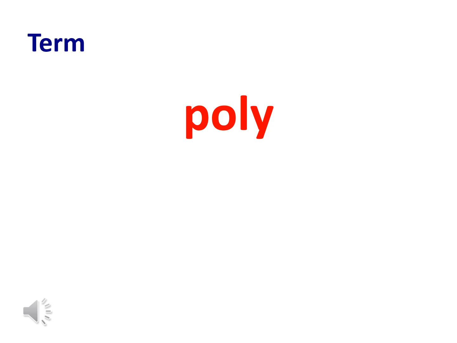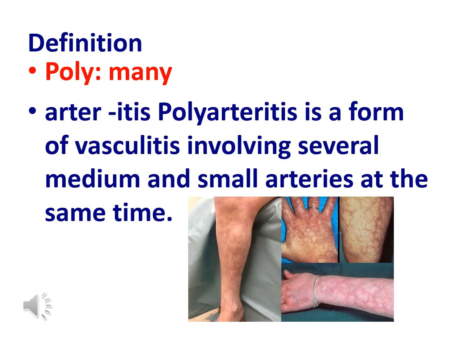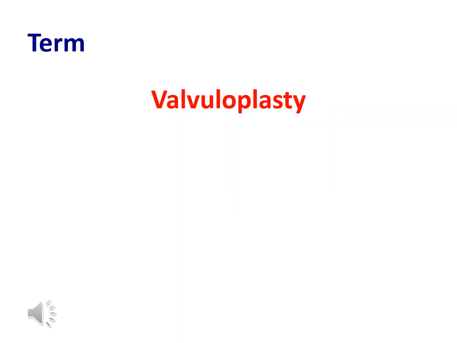Poly means? Poly means many. For example, polyarteritis, a combination of arteritis, the inflammation vasculitis, involving several medium and small arteries at the same time.